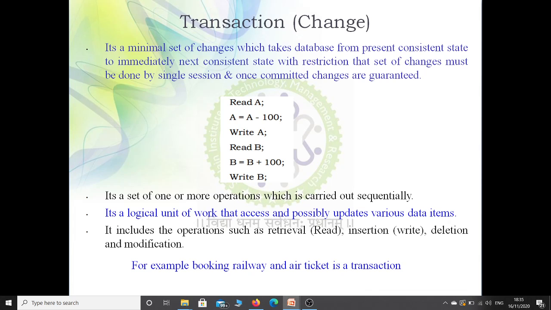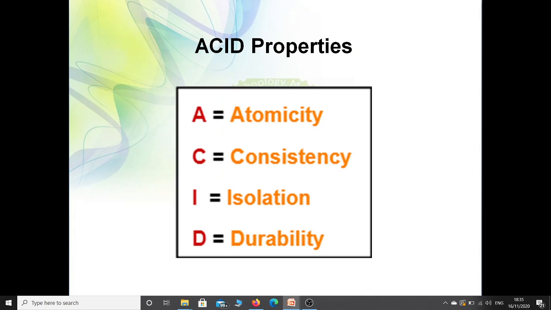It is a part of transaction management. Only performing a transaction is not enough. You need to take care that the transaction executes in a proper manner. This proper execution of a transaction is done with the help of four properties: atomicity, consistency, isolation, and durability. Their acronym is ACID. A for atomicity, C for consistency, I for isolation, and D for durability. These four properties are desirable to make sure that your transaction will execute in the proper way.